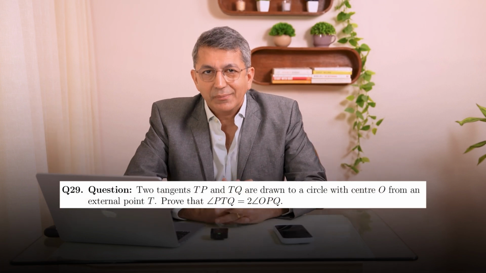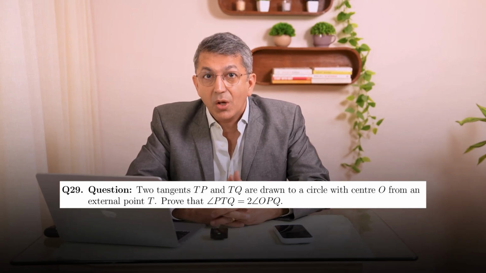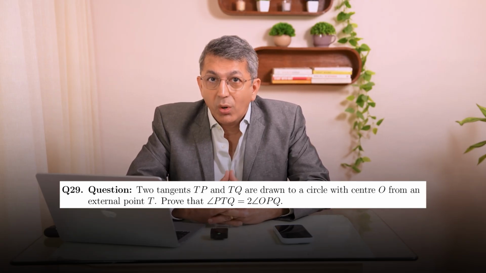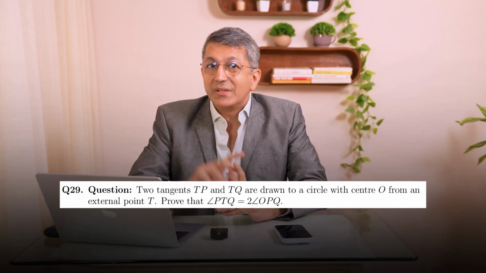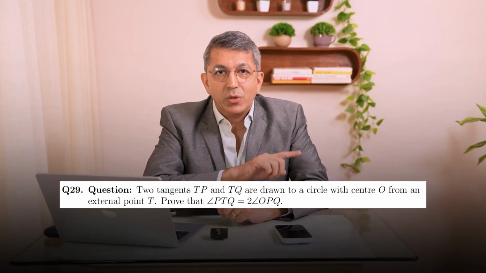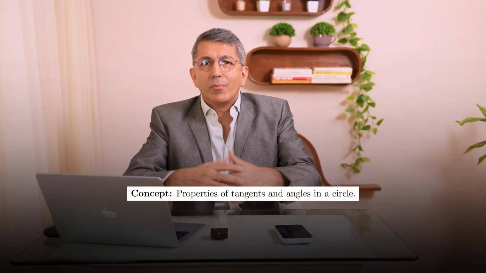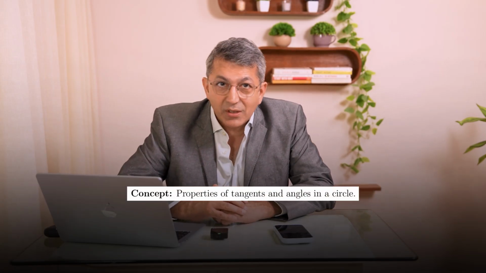Question 29. Two tangents, TP and TQ, are drawn to a circle with center O from an external point T. Prove that angle PTQ is equal to 2 angle OPQ. Concept: properties of tangents and angles in a circle.